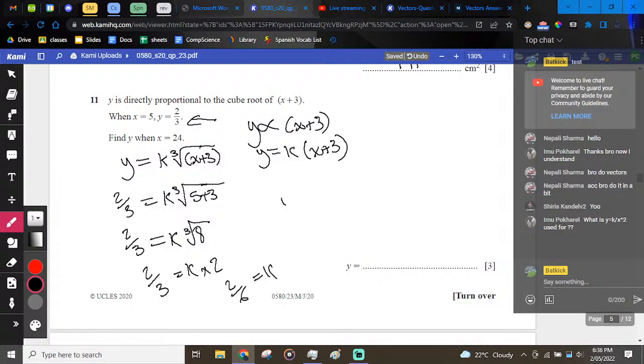And you can put k back, 2 over 6. Yeah, that's for inverse. If the x is on the bottom half of the fraction, that's inverse. If it's on the top half of the fraction, it is not inverse, it is direct.